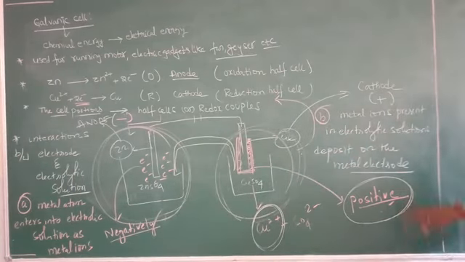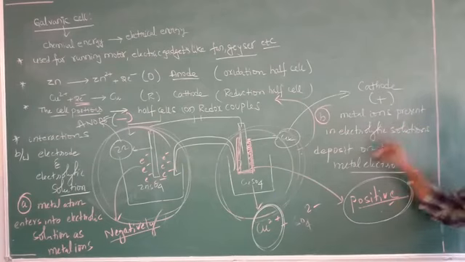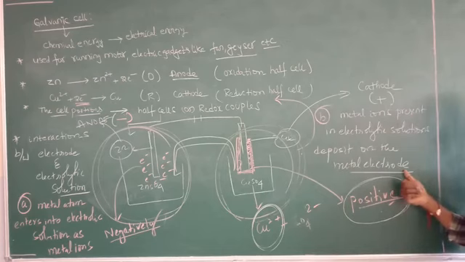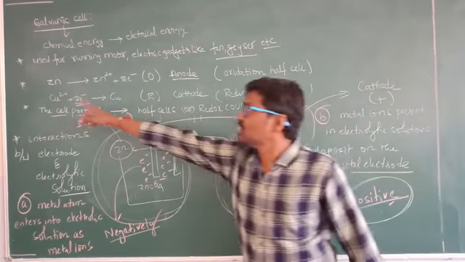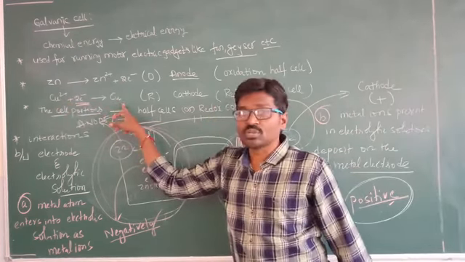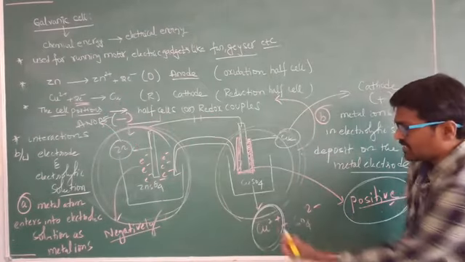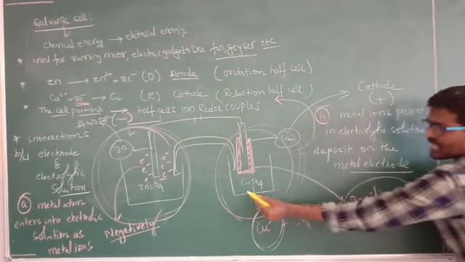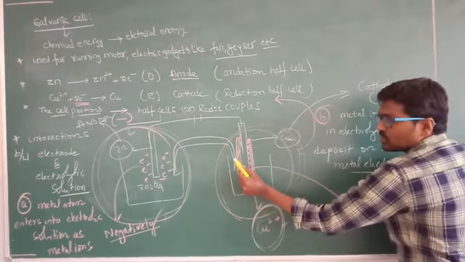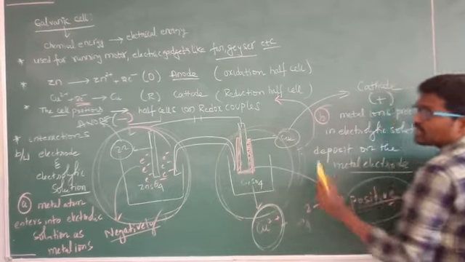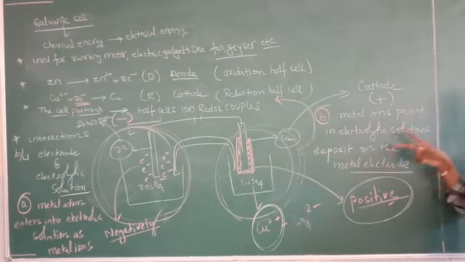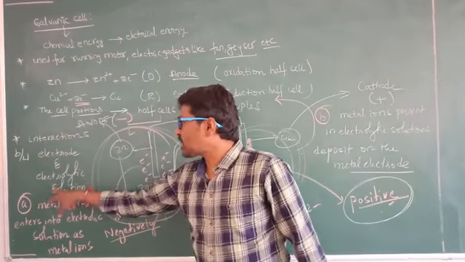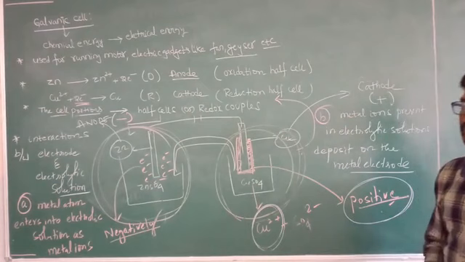Next, the second possibility: metal ions present in the electrolytic solution deposit on the metal electrode. The best example is this reaction, Cu2+ converting to Cu. Those Cu2+ ions come from the copper sulfate solution, metal ions present in the electrolytic solution, and they deposit on the copper rod. So this is the second possibility observed whenever we observe the interactions between the electrode and electrolytic solution.